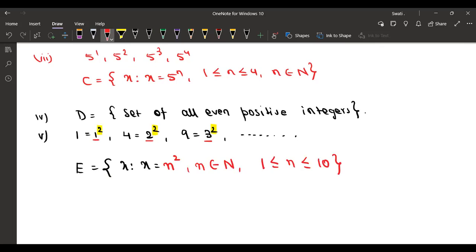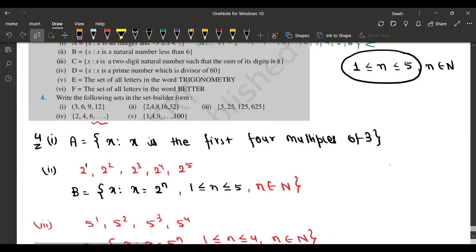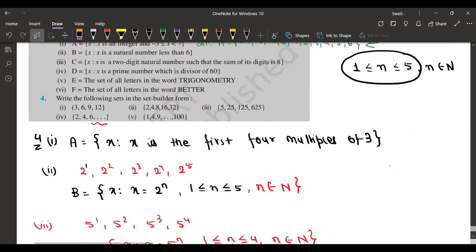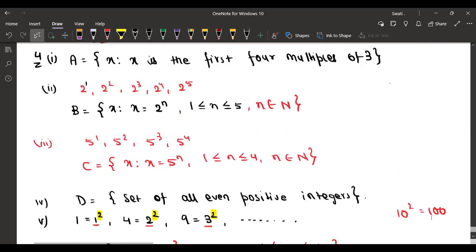Why? Because if I put n as 10, what is 10 square? It's 100. And 100 is the last number in our set, right? Because you can see in the question that it is 1, 4, 9, and the last number is 100. So it can be 10 square, right?